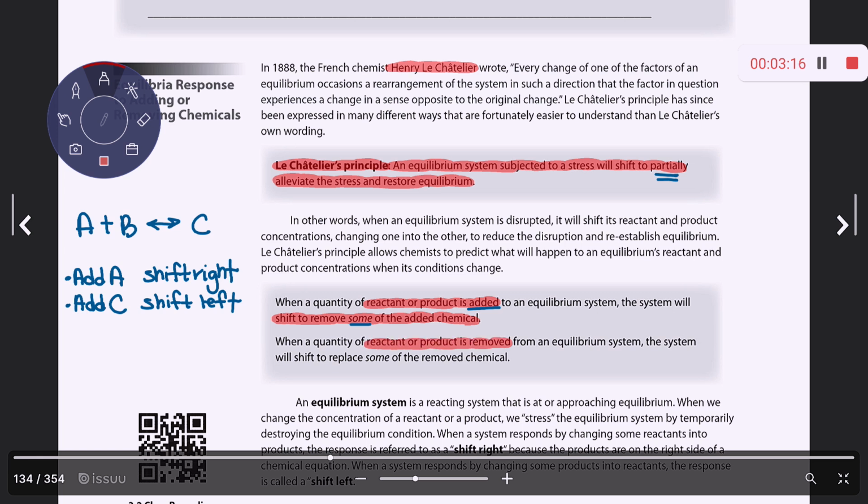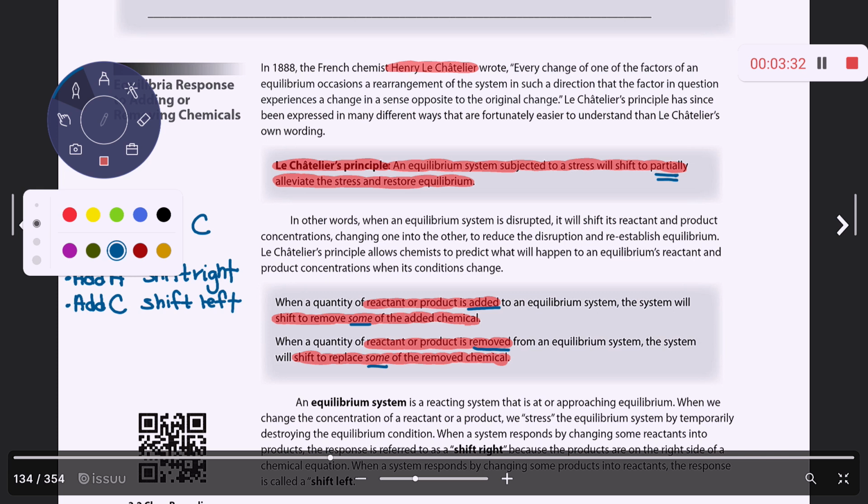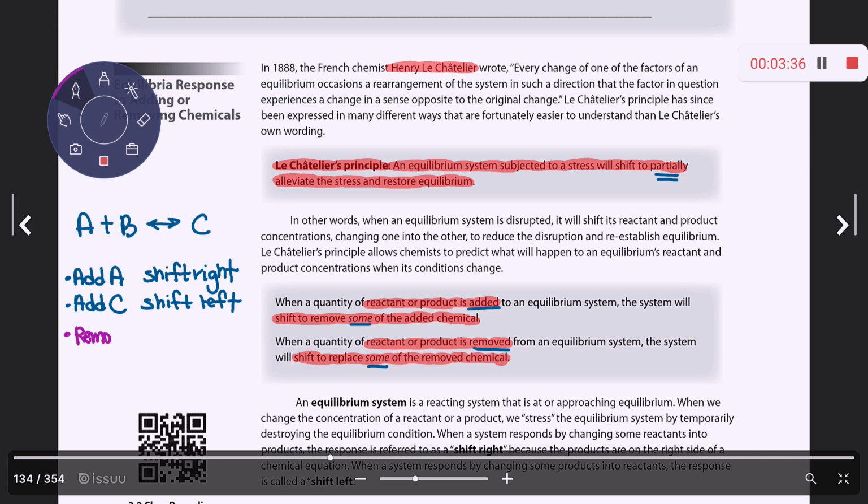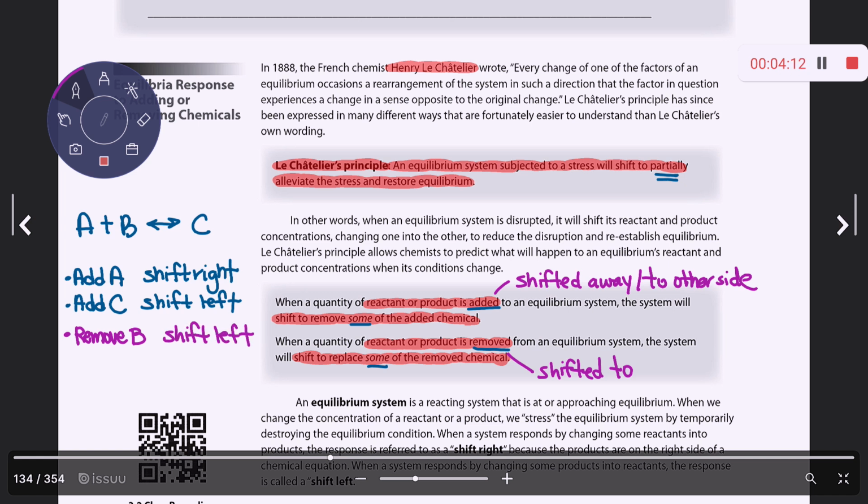Okay? All right, let's talk about removing things. When reactant or product is removed from a system at equilibrium, we will shift to replace some of the removed chemical. I'm emphasizing removing or replacing some of it because we'll never replace all of it. Okay, so if I go ahead and I remove B and I'm at equilibrium, since B is a reactant, I always shift towards things that are removed. Okay, so over here when we added things, we shifted away or to the other side. So in this case, when I remove things, I will shift to that substance.